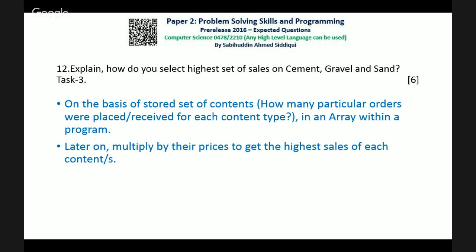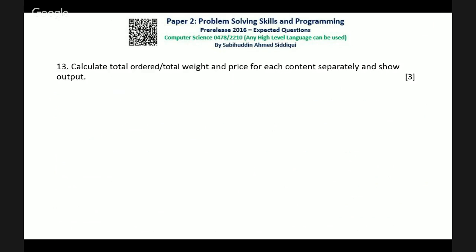This is question number 12, and now coming on to question number 13. This is of 6 marks. You can see the explanation. So continuing with this, question number 13. Calculate total ordered or total weight and price for each content separately and show output.